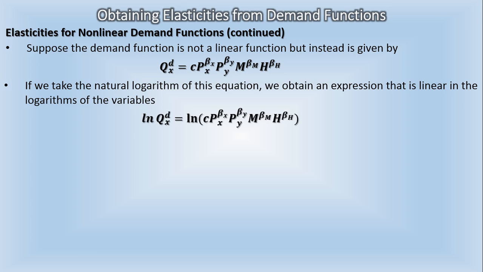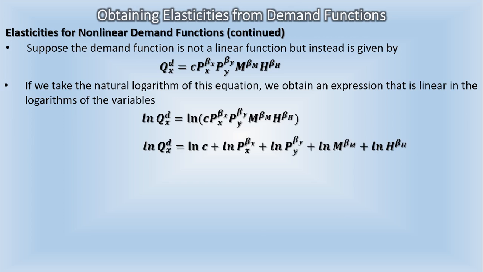So ln of q dx equals ln of that entire expression there. We know that from our properties of logarithms that taking the log of the product of a bunch of terms can be decomposed into the sum of the log of each of those terms, right? So this is equivalent to this term here where we take the log of c plus the log of p of x raised to the beta x plus the log of this term, plus the log of this term, plus the log of this term. And that's how we get from here to here.